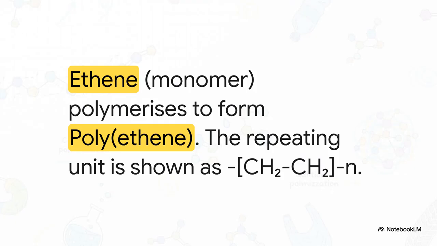A classic example, and one you'll definitely see in your exam, is the polymerization of ethene. All the little ethene monomers join up to form polyethene, which you probably know better as polythene. You know, the stuff used for plastic bags and bottles? And the naming is super easy to remember. You just stick the word poly in front of the monomer's name.